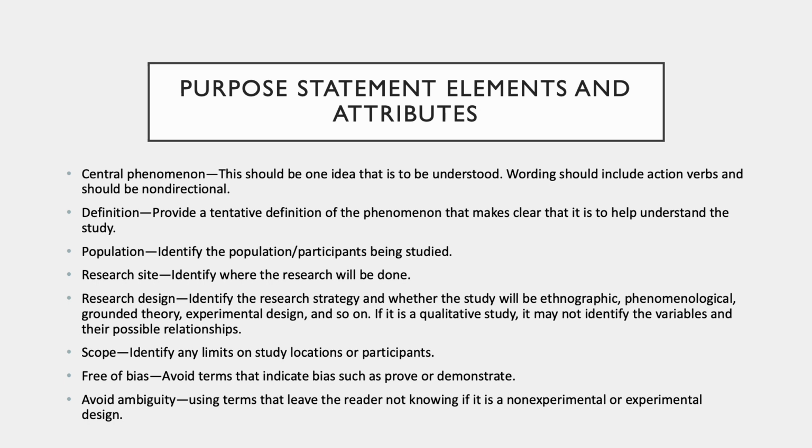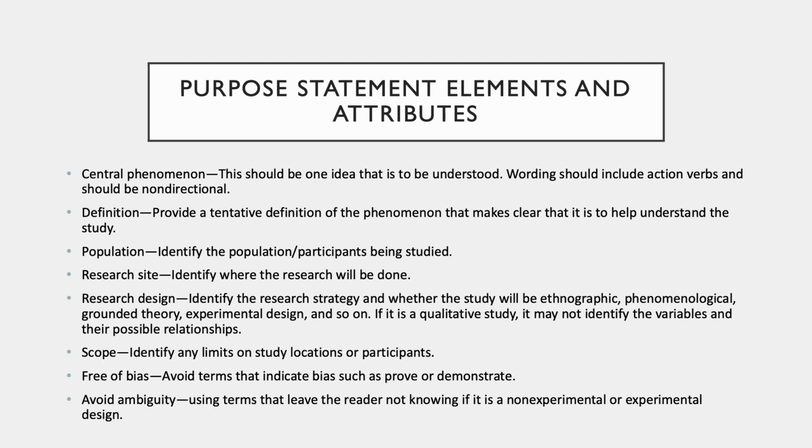The research site is obviously where the research is done. The research design is when you identify the research strategy and whether the study will be a certain type of research. In qualitative, it could be ethnographic, phenomenological, or an experimental design. You could have a randomized controlled trial, for example. The scope identifies any limits of the study, locations, or the participants.